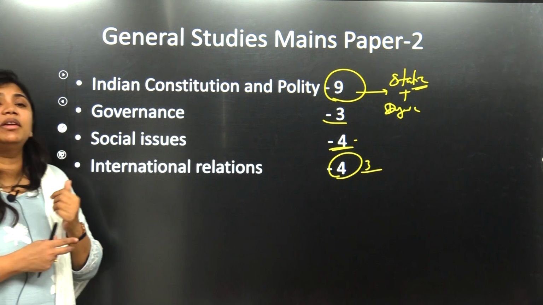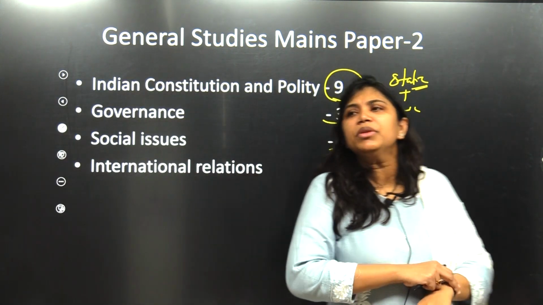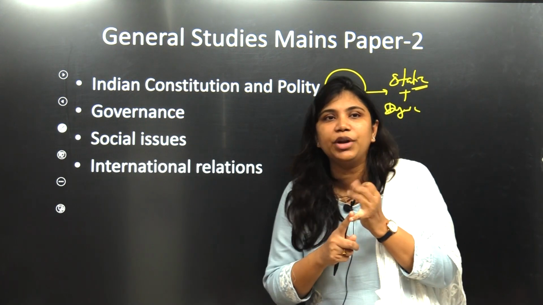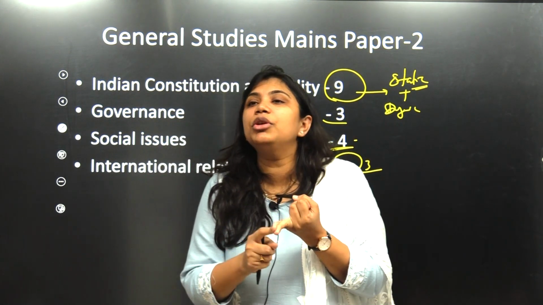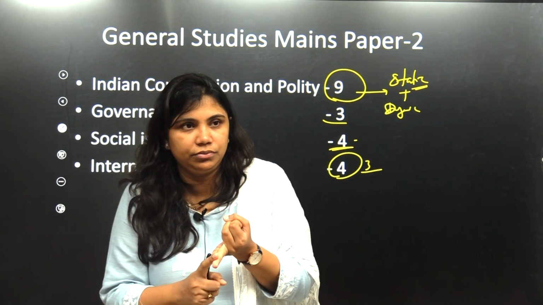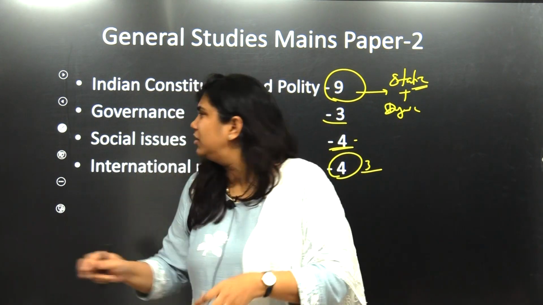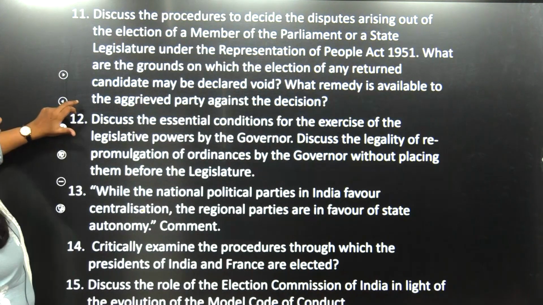And even if you take governance issues, governance and social issues are little overlapping. See, we have a question on PM Gati Shakti. There is a logistics program started by our Prime Minister. We also have a question on direct benefit transfer. We also have a question on the Disability Act. So there is a question. See, the questions were very simple. I'll show you that question also.